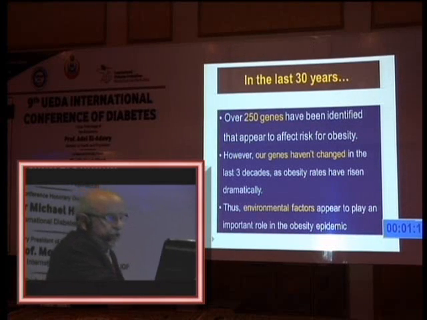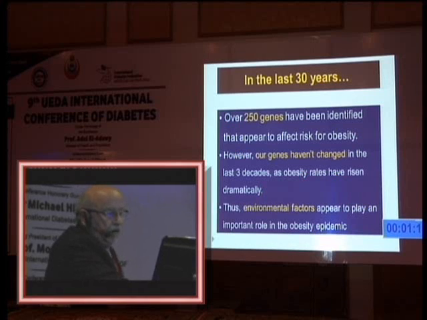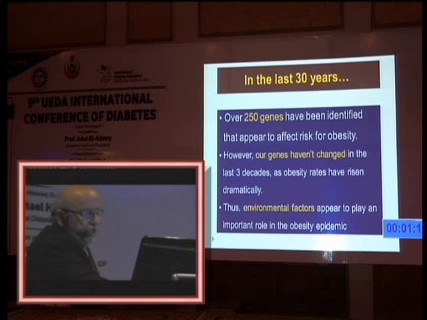In the last 30 years, over 250 genes have been identified that appear to affect risk for obesity. However, our genes haven't changed in the last 3 decades as obesity rates have risen dramatically. Thus, environmental factors appear to play an important role in the obesity epidemic that we are witnessing.